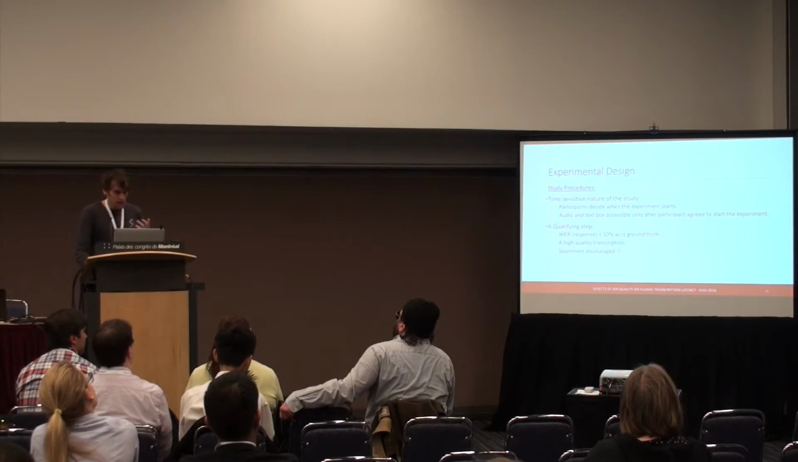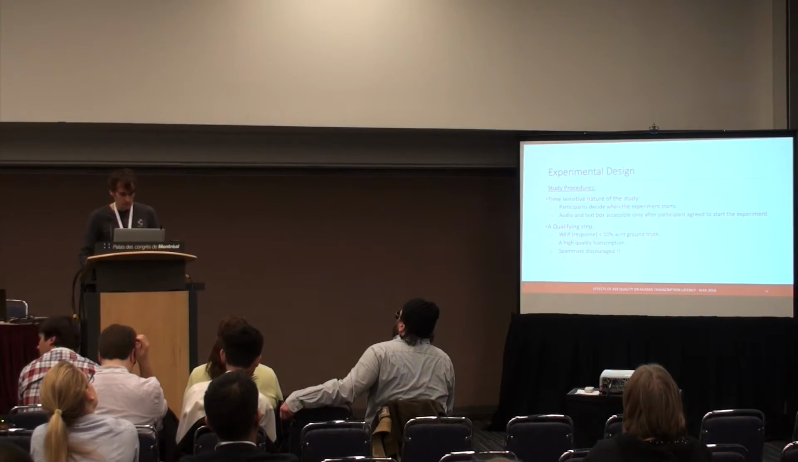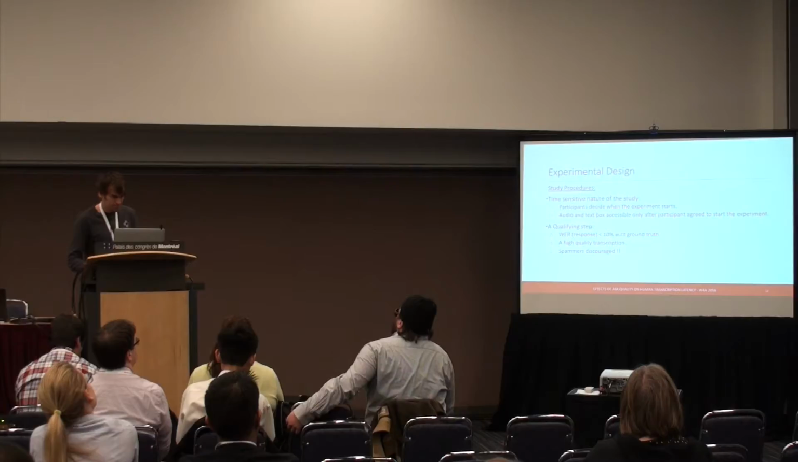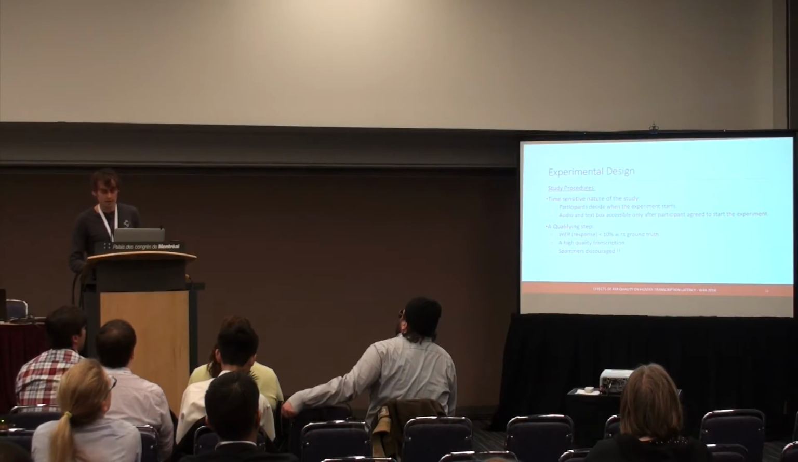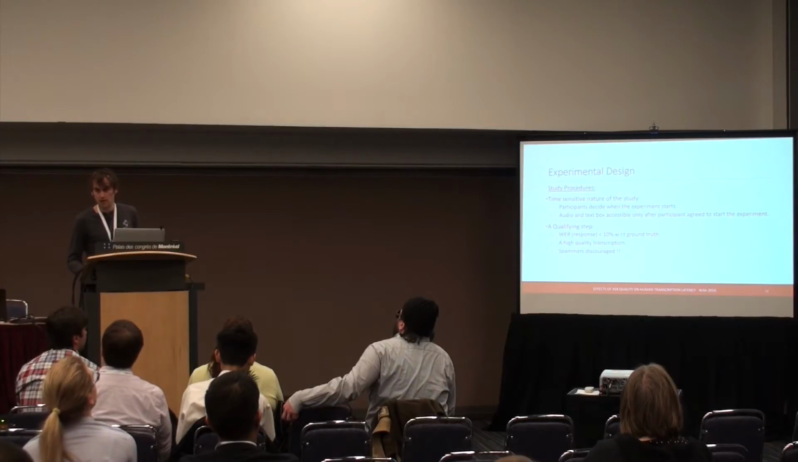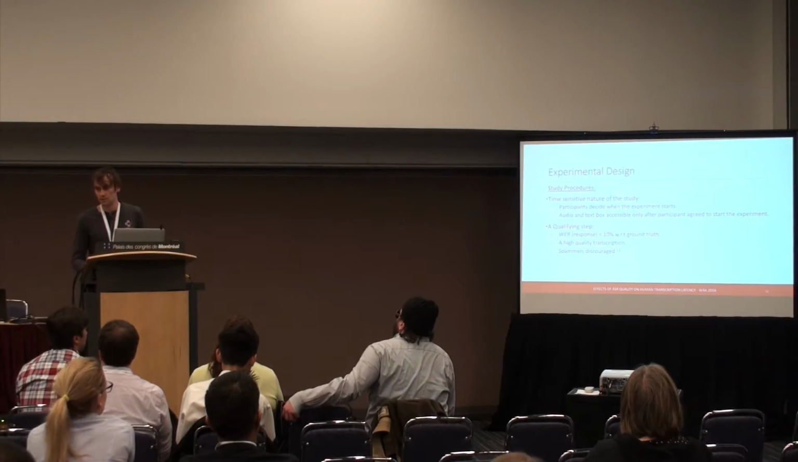So the participants decided when the experiment started, so we didn't have to. So we had pretty good timing information, and we also had a qualifying step where we made sure that whatever they provided was within 10% of the ground truth. So we knew the answer to all of these, and basically they had to keep working with it until they got it nearly correct.